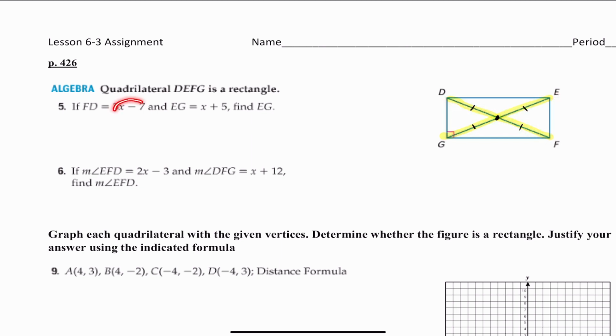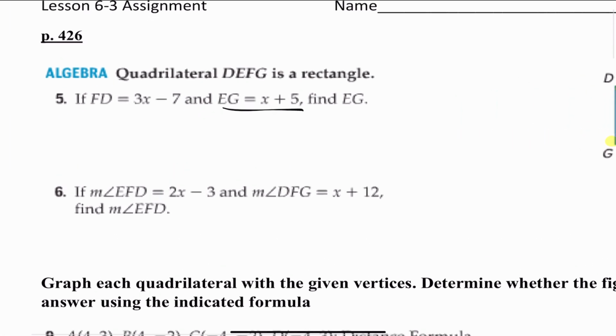What you want to go ahead and do is set these things equal to each other, and you're going to solve for x and then plug it in to EG. Okay, so 3x minus 7 is equal to x plus 5. 2x is equal to 12. X is equal to 6.